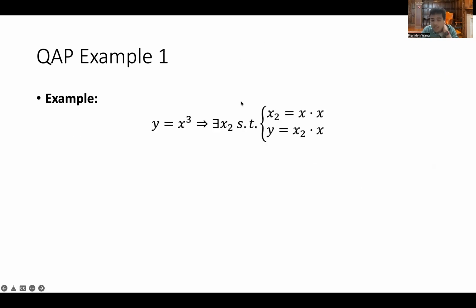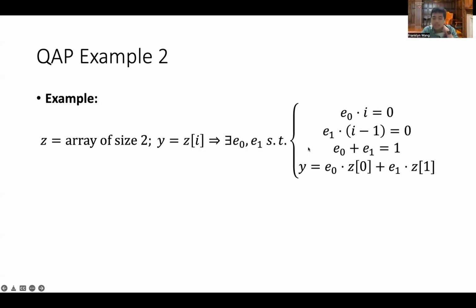Okay, so I guess this is a very minor point, but technically in a QAP, the left-hand side should be a linear thing and the right-hand side should be the product of two linear polynomials. So here, this is E0 times E0 plus E1 times E1, which strictly speaking is not the product of two degree 1 polynomials. It's easy to convert this into an R1CS form, but technically speaking, it's not.